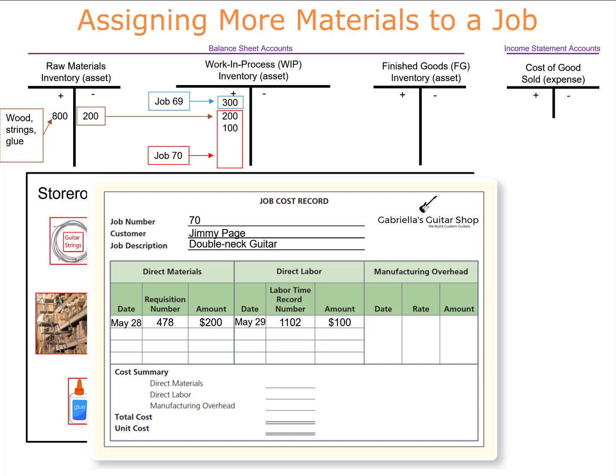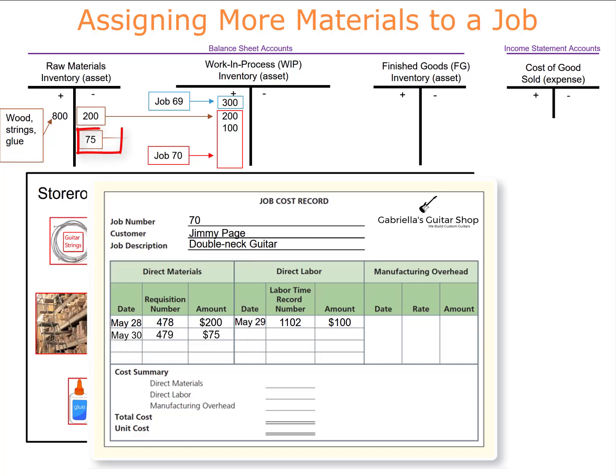So the computer system adds it to Job 70's job cost record by entering the date and entering the requisition number from the materials requisition form, as well as the $75 of additional wood. How does this look in the T accounts?